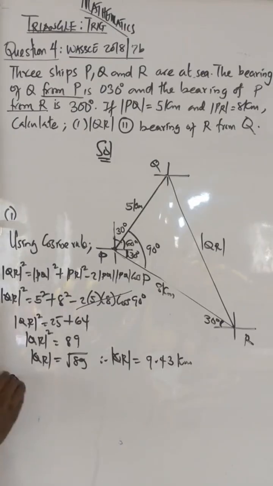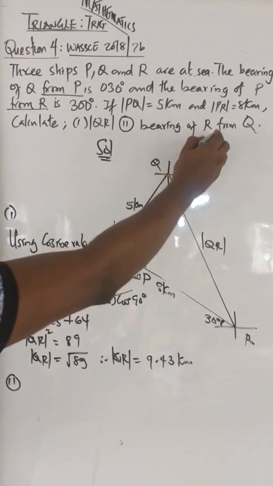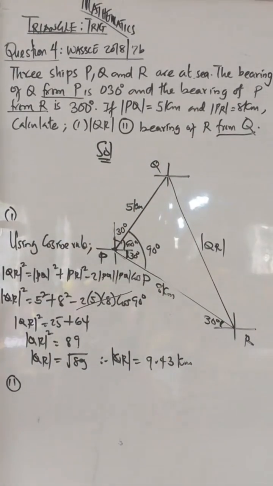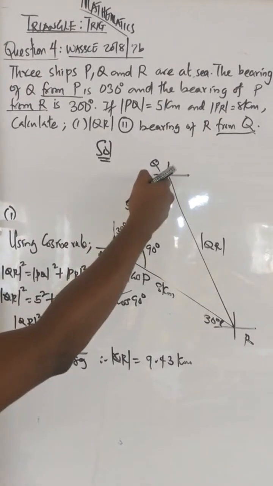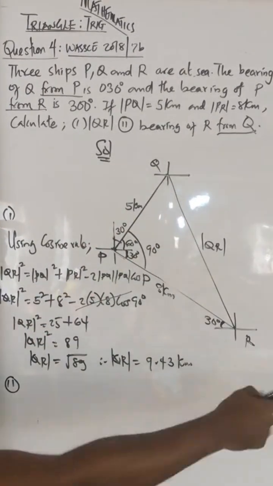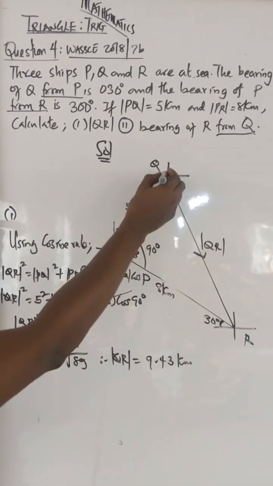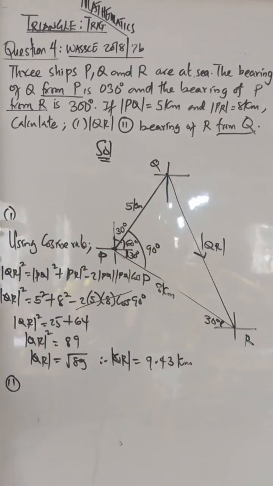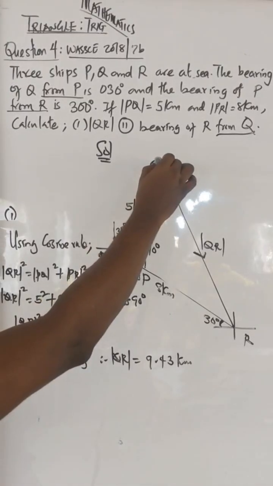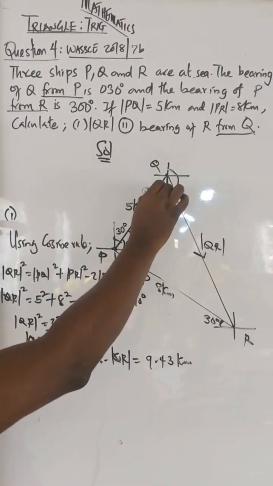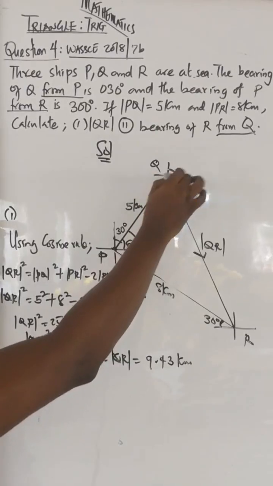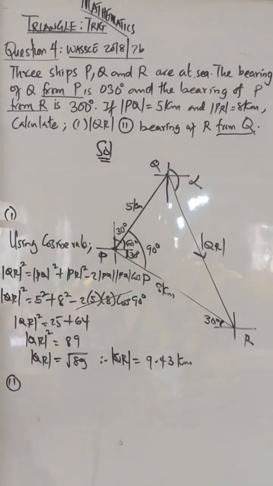Second part, the bearing of R from Q. The bearing of R from Q, meaning if you are starting from Q, I want to go to R, what is the direction? From Q, we are going to R. Q to R. So we are looking for this direction. So this Q is our origin. So we are going to start from the north of Q. We'll move clockwise to the line joining them. So this is the angle we want to get. Let's call it alpha. If we can get the value of alpha, we are done.